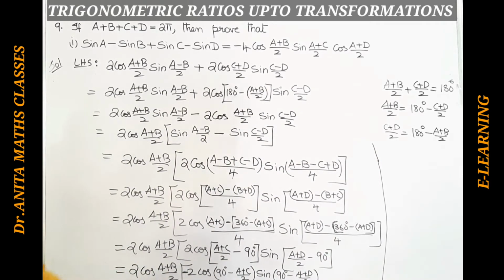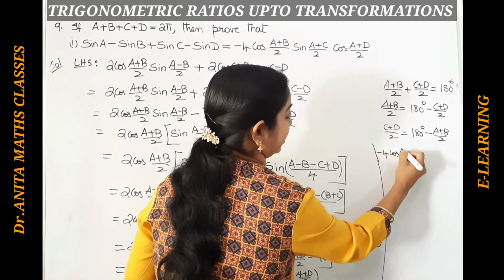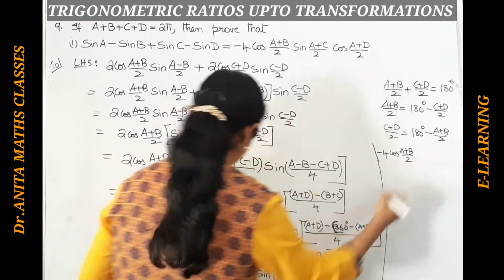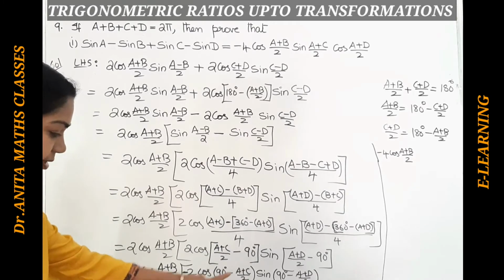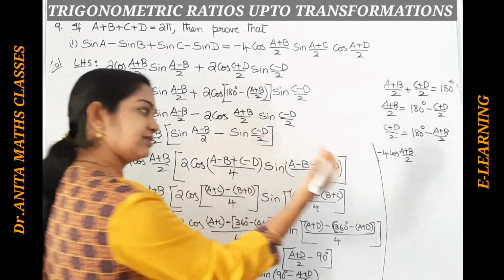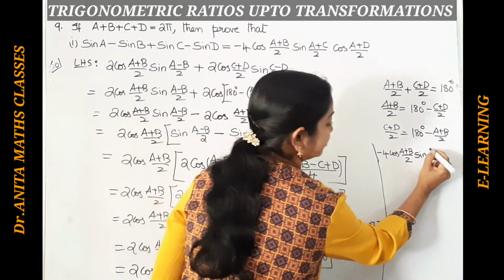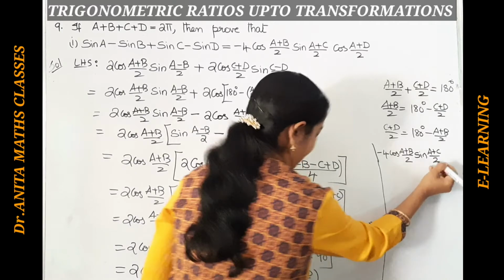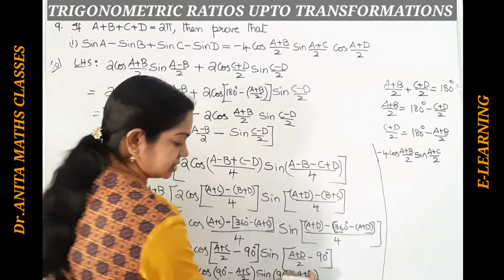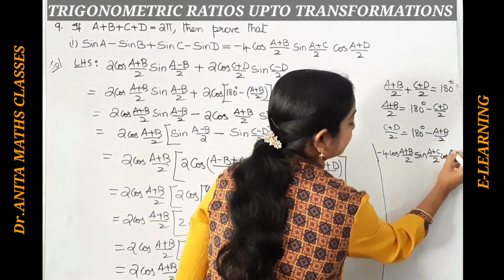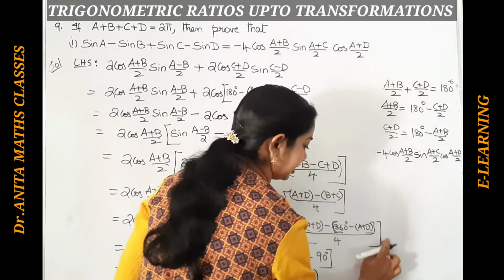Here this minus will take it out. This becomes 4 cos (a plus b)/2, minus sign, the first one. Here cos of 90 degrees minus, cos of 90 minus means complementary, becomes sine, so sine of (a plus c)/2 we get. And the same way sine of 90 minus is cos, and positive, so cos (a plus d)/2. So this is the final RHS we have.